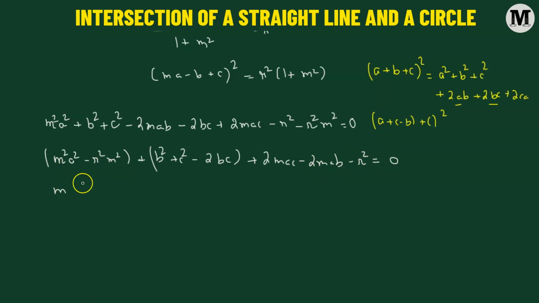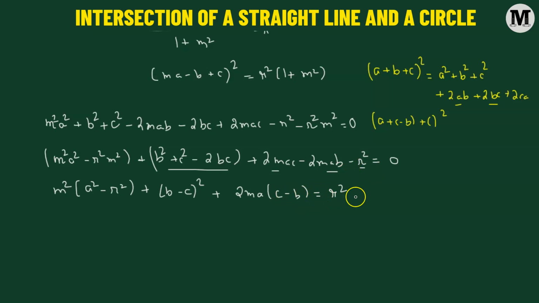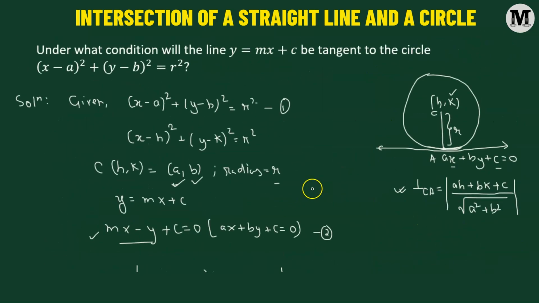Now from the first two terms, if we take m squared as the common factor, that will get multiplied to a squared minus r squared. b squared plus c squared minus 2bc is nothing but the expansion of (b minus c) whole squared, plus 2ma, if we take as the common factor, then we have multiplied to c minus b, and we'll transpose negative r squared to the right hand side. So this is the required condition such that our line y equals mx plus c will be tangent to the circle (x minus a) whole squared plus (y minus b) whole squared equals r squared.